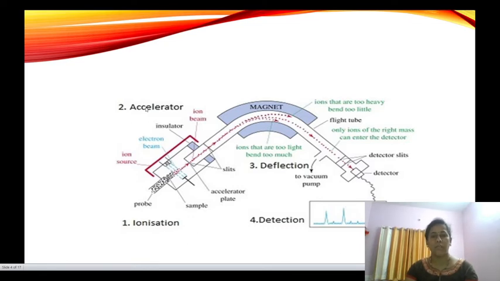It consists of four different stages. First stage is ionization. Here the molecule is ionized with bombardment of high-speed electrons with 70 electron volt. Thereby the molecule is converted into an ionic state, giving a mixture of complex fragments. The second part is the accelerator. Third part is deflection and fourth part is detection. All the information I am giving to you one by one.